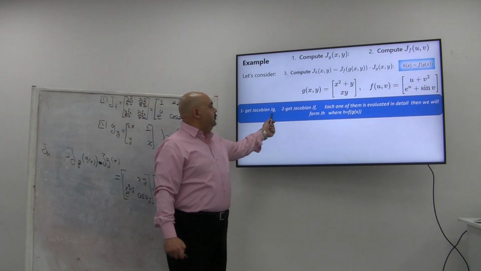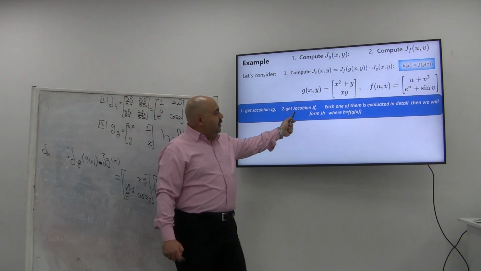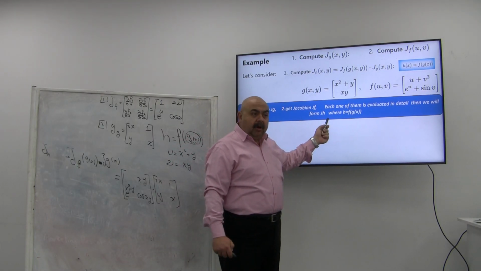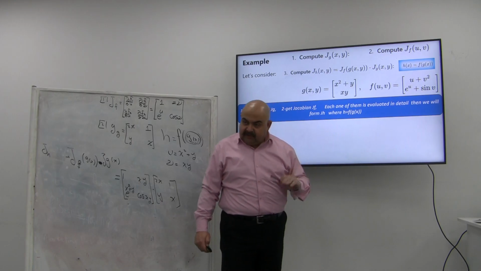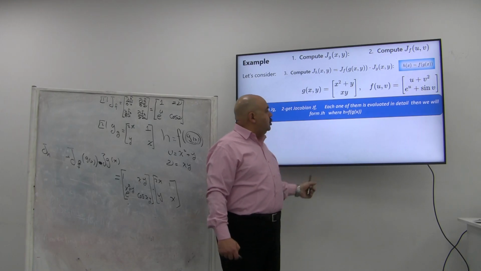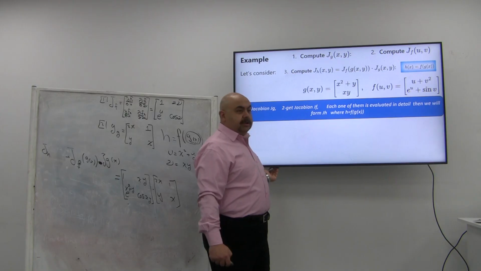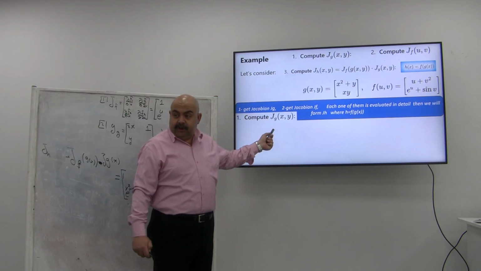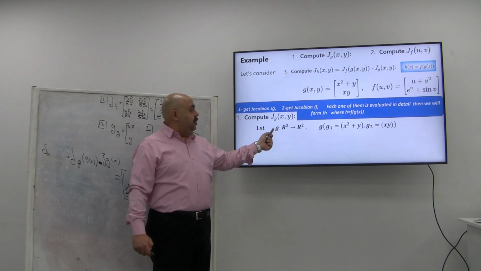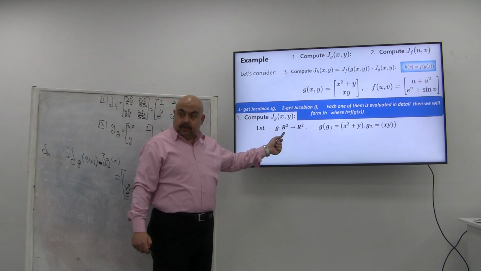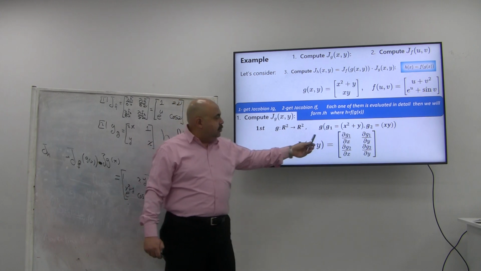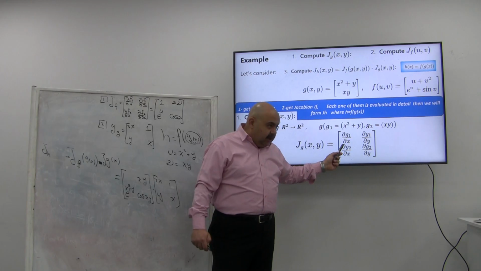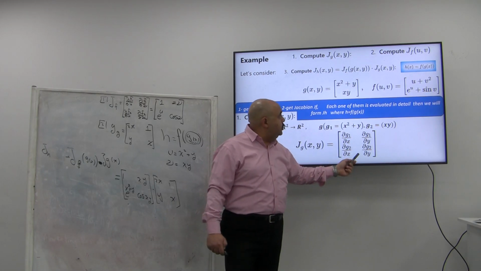Now let's do it once more. Get the Jacobian of G, get the Jacobian of F, each one evaluated in detail. Then we get to the Jacobian of the H function, which is the composition of F and G, where H equals F composite G of X. The first step, as we saw, is to get the Jacobian of G. Once more, G maps R2 into R2. So now I get G1 with respect to X, G1 with respect to Y, and in a similar manner G2 with respect to X, G2 with respect to Y.